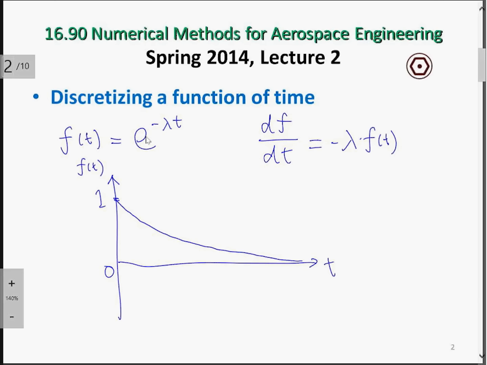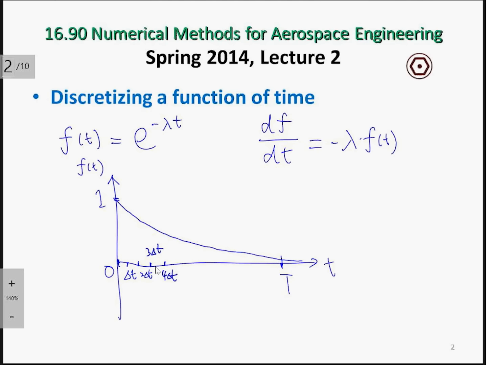We do that by first selecting a range. We cannot discretize the function for infinite t. We have to select a range, let's say from 0 to some big T. Is that enough? No, we also need to discretize this interval into small time steps. The first time step is usually just 0. The second time step is delta t, then 2 delta t, 3 delta t, 4 delta t, etc., and big T is the last time step.